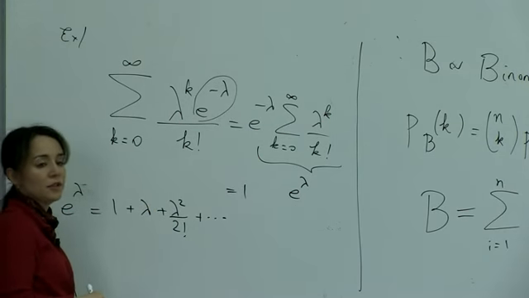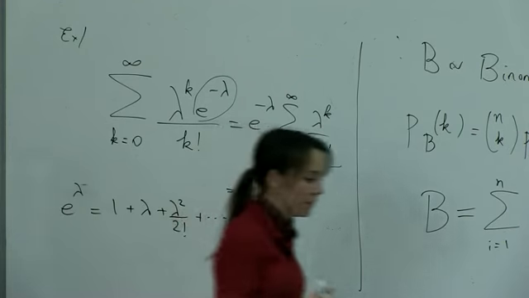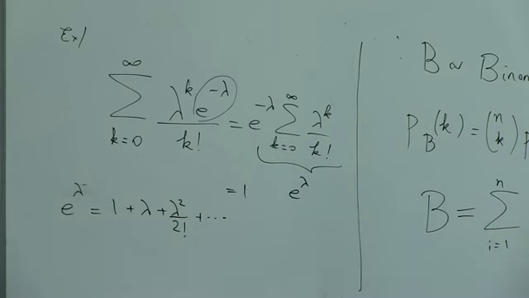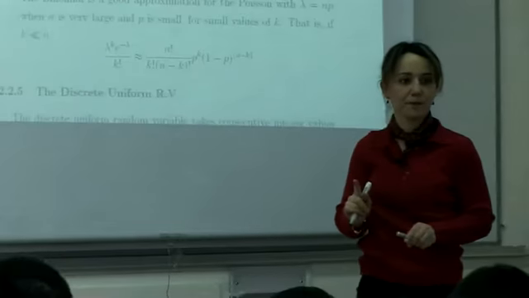Any questions? This is the Poisson PMF, and just at this point, just note that it's a discrete PMF and it's parameterized by only one parameter, which is this lambda.